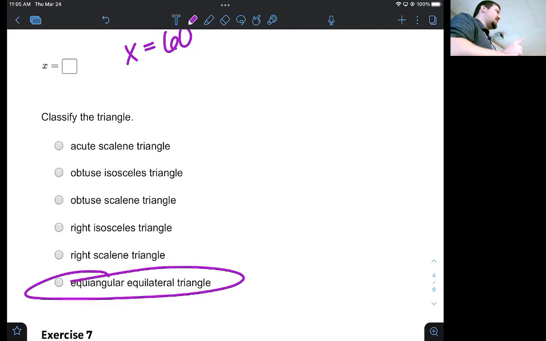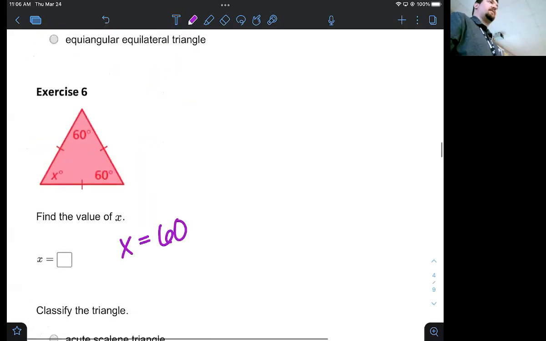Tomorrow in your quiz, I'll accept acute equilateral or equiangular equilateral. You need the word equilateral for sure, but you're not wrong if you tell me that's an acute triangle. It is an acute triangle. You could also say it's equiangular.